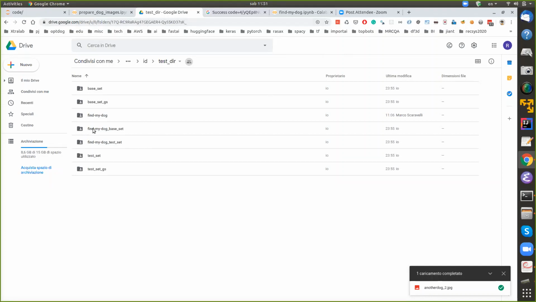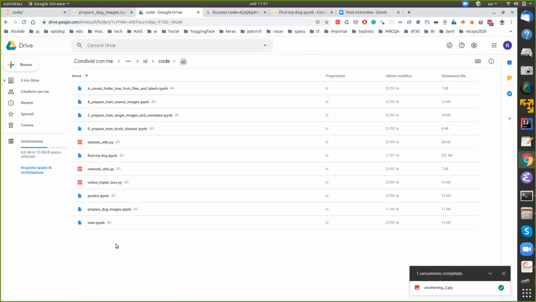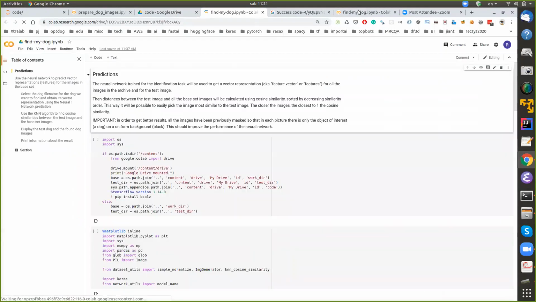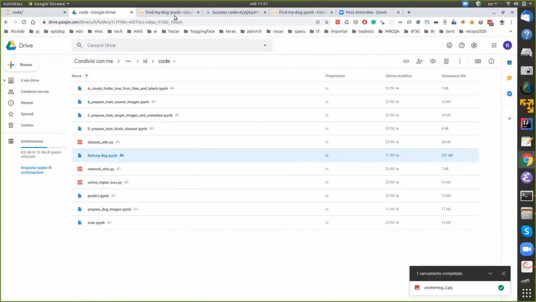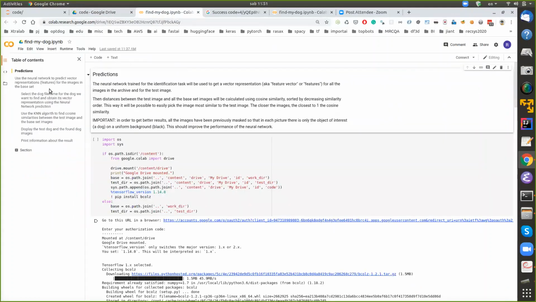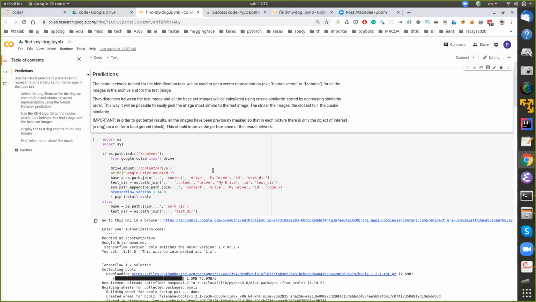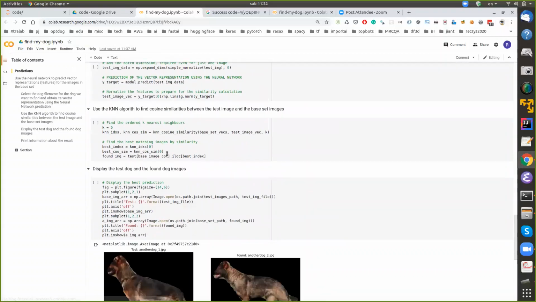So I will take the time in the meantime to show you, hopefully I will not have additional surprises, the prediction notebook. So assuming that I have those images in the target folders, I can now run the Find My Dog notebook. I open it with Colab. I will close the previous one, which was this one. And okay. I open this. I will close this session of the other session. So the only thing I have to do in this notebook is to include the name of the image that I want to look for.